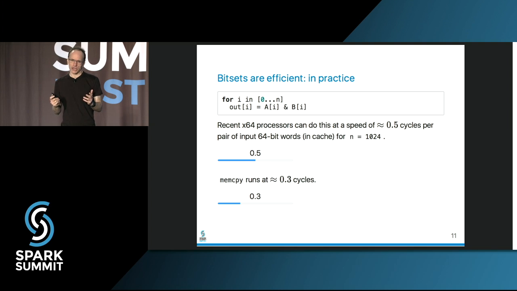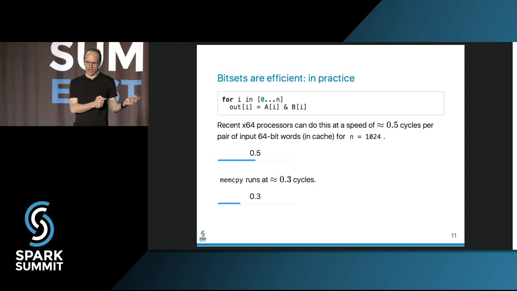And if you look at the cost of copying 1,000 words, it's about 0.3 cycles per word. So basically, we're very, very close to, at least according to a measurement I took, a mem copy, right? So it's not even twice. So it's crazily efficient.